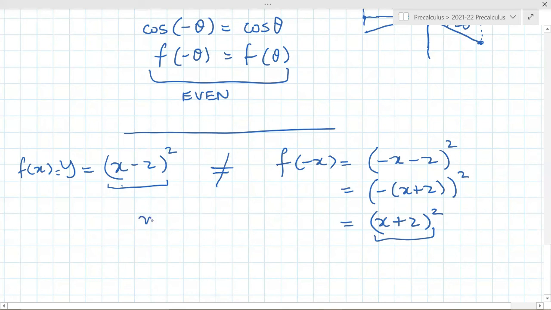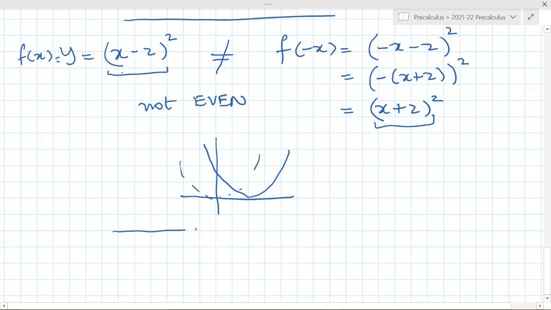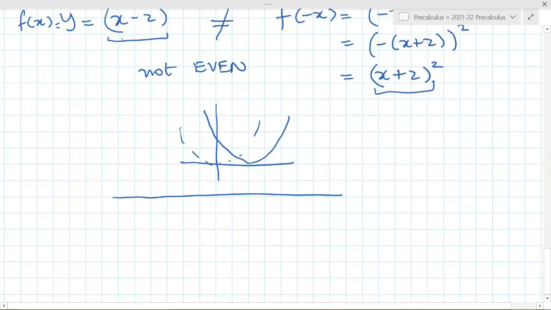So not even. And you already know why, because this is just the parabola shifted to the right. So instead of this parabola, it is shifted right now. It's not symmetric on the y-axis. So either you can check by doing this, or you can check from the graph to figure out whether it's even or not.